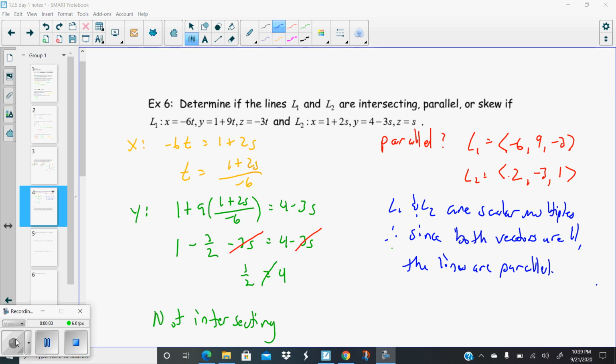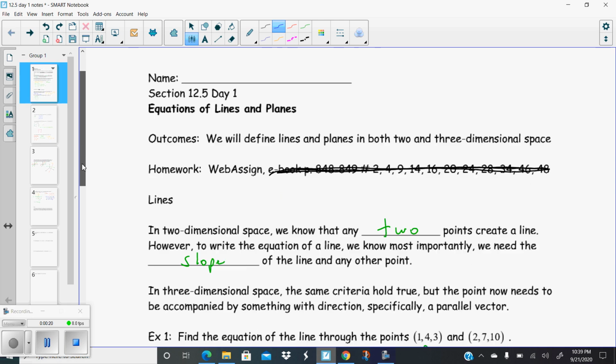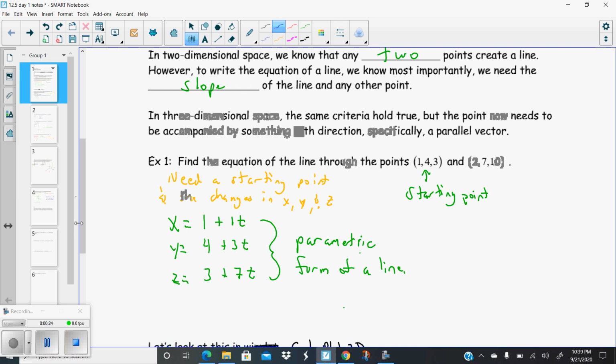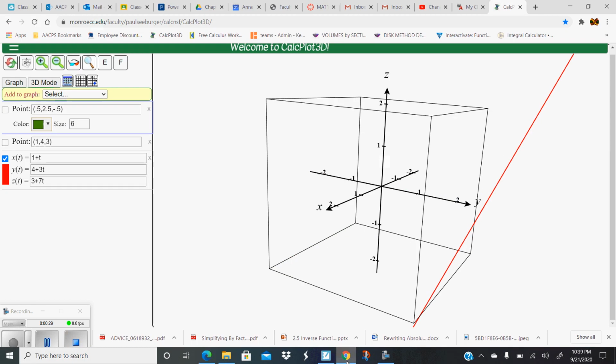All right, this is video 2 of day 1 of 12.5. I'm going to start off because I kind of forgot at the end of the last video. I was going to show you on CalcPlot 3D the very first line that we did. So let's go back up and look at that one. That was the line that we figured out was 1 plus t, 4 plus 3t, and 3 plus 7t. So I went ahead and plugged that into our CalcPlot 3D, and here's your line over here in red.